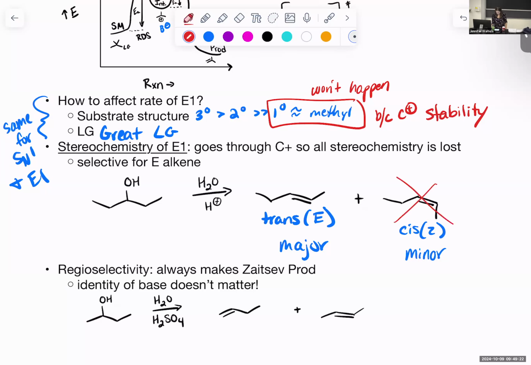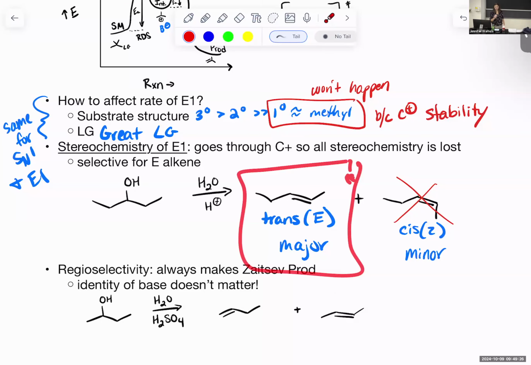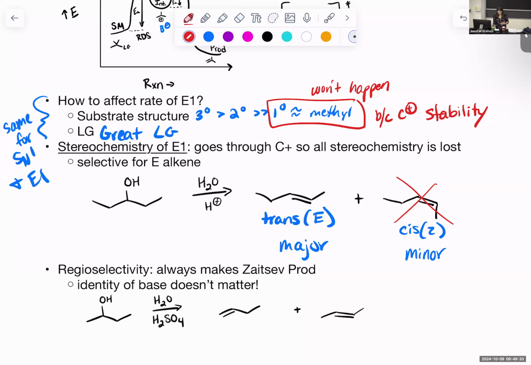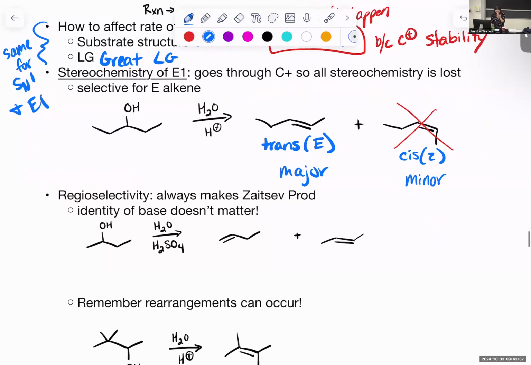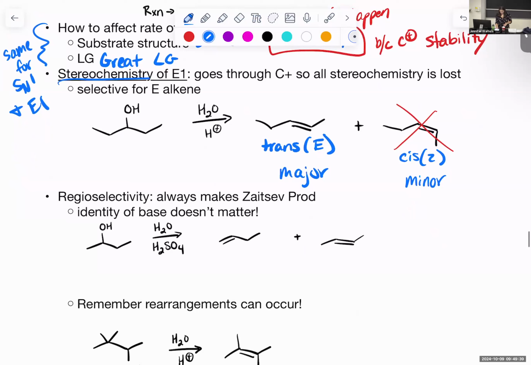So we're not really going to do that. When we think about majors, we're making trans, we're making E. That's the product we're looking at for our major product, because it's always going to make the most stable one. So that's our stereoselectivity. Stereoselectivity is talking about the stereochemistry, and cis, trans, E, Z is stereochemistry.